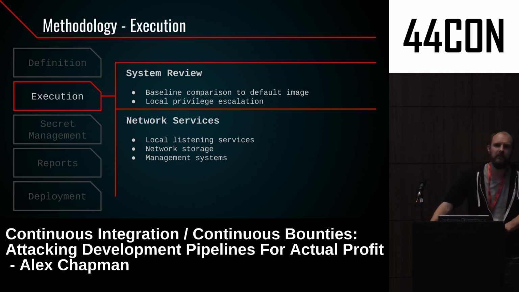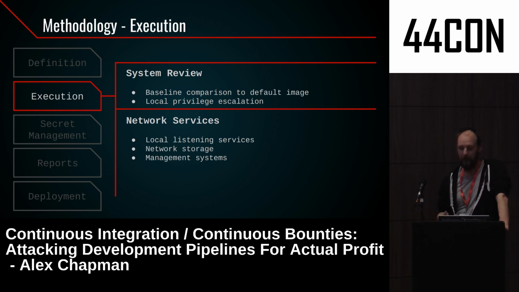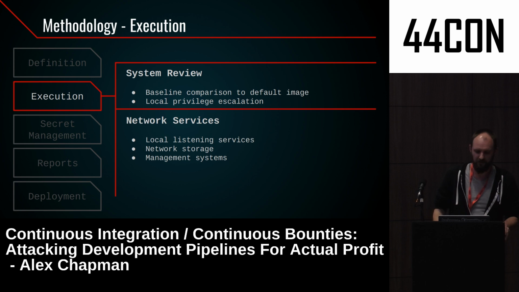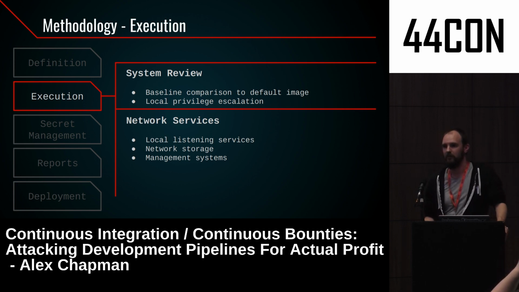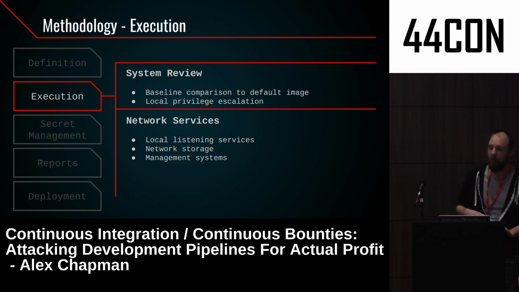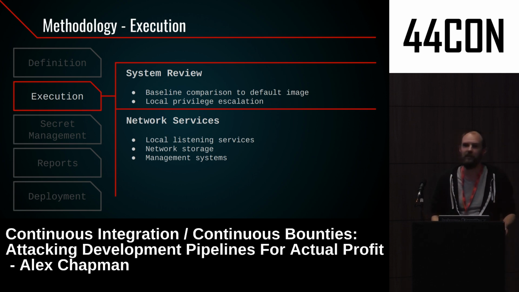Sometimes looking for local privilege escalation, depends on the privileges you've been given to start with. Getting root's great, doesn't always get you very much, but sometimes it will allow you to access certain scripts that were protected from low privilege users. Looking for network services, so what's listening on my local system? Are other build instances listening on those ports as well? How about network storage? Management systems, can I access the Kubernetes backend systems from the build instance, for example?